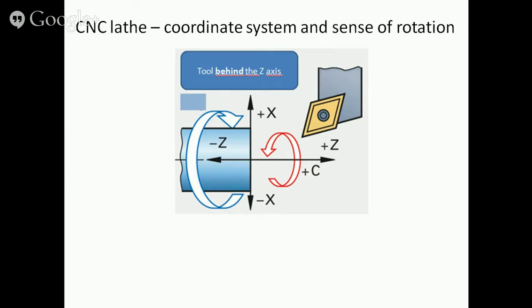Looking at the workpiece, plus Z points to the right, away from the face of the workpiece. Plus X also points away from the workpiece. On Concept Turn 250, there is no Y-axis. It has got only a Z and an X axis.